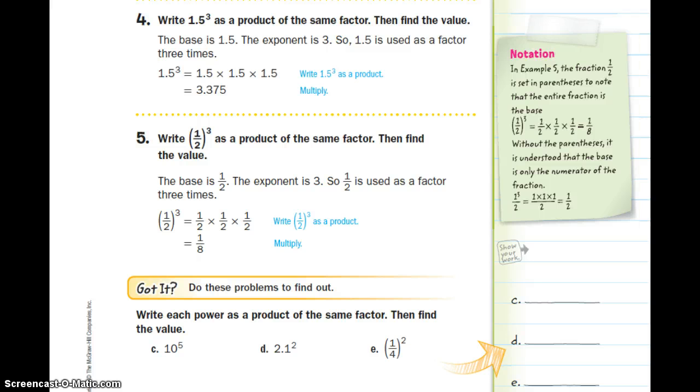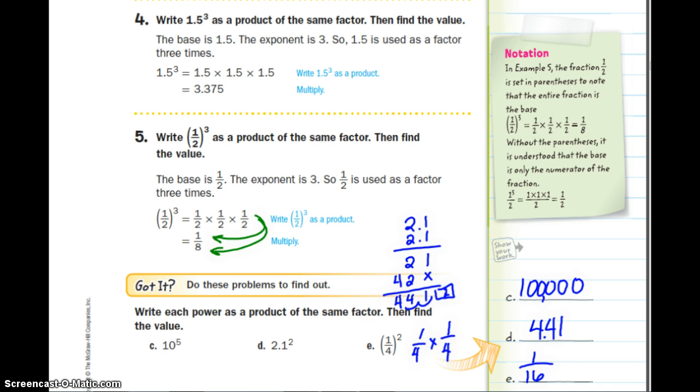So we're going to write 1/2 cubed, or 1/2 to the third power. That's the same as writing 1/3. Oh, sorry, I said 1/3, didn't I? 1/2 cubed, or 1/2 to the third power. That's writing 1/2 times 1/2 times 1/2. And then you do the math. 1 times 1 times 1 is 1. 2 times 2 times 2 is 8. So we know that 1/2 to the third power is 1/8. Now it's your turn. Pause the video.